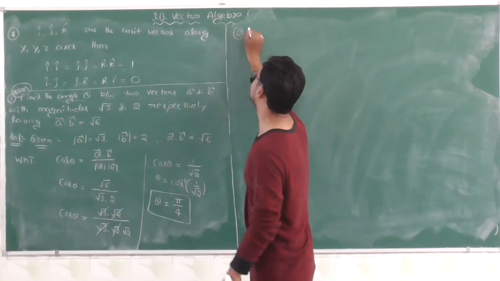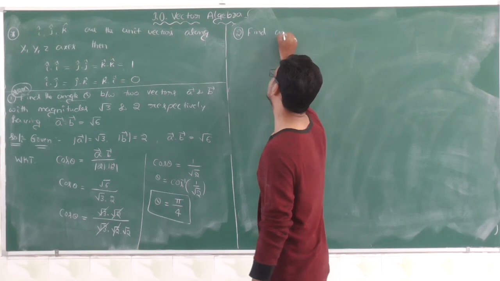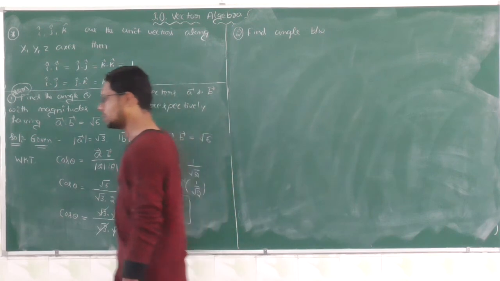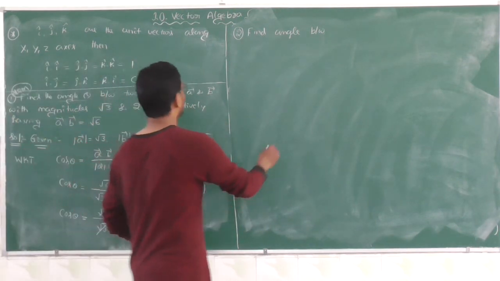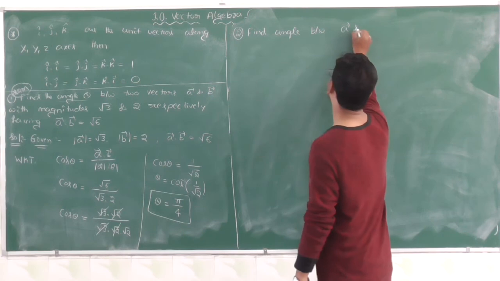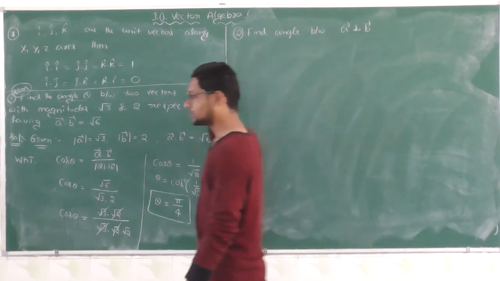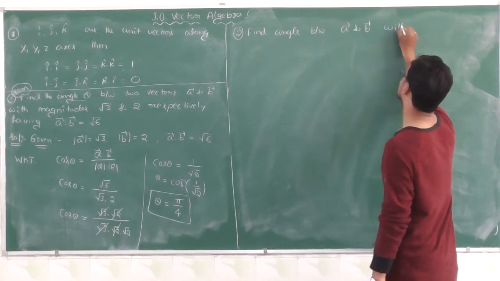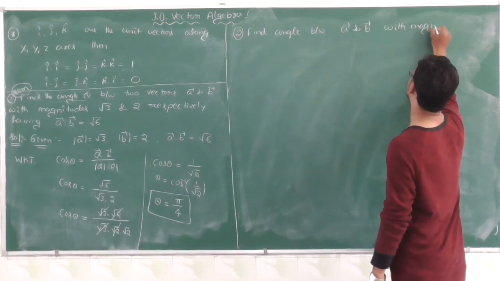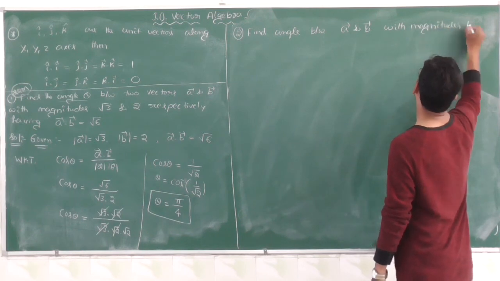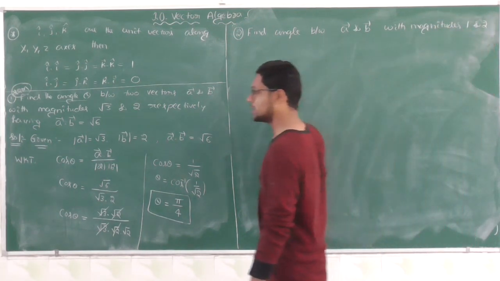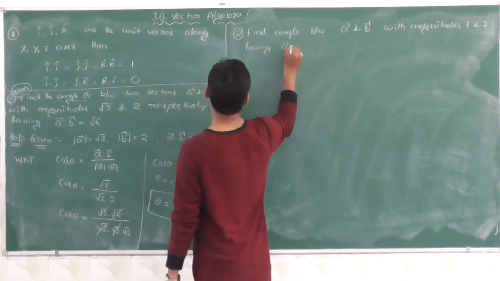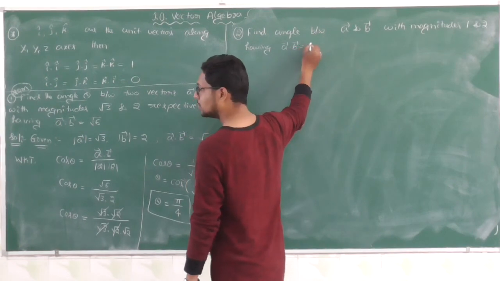Second one, find the angle between two vectors, A vector and B vector, with magnitudes 1 and 2 respectively, having A dot B equals to 1.